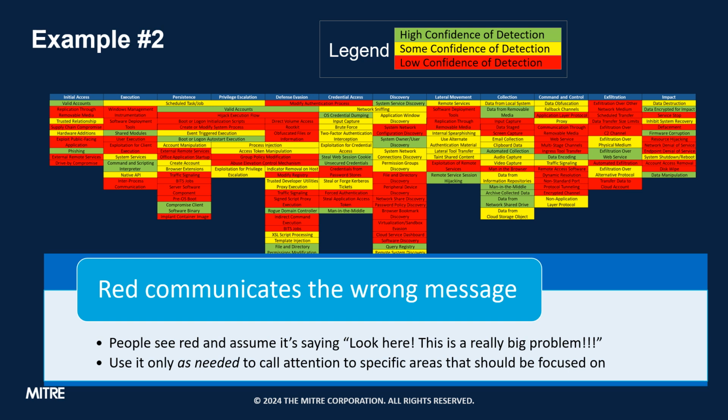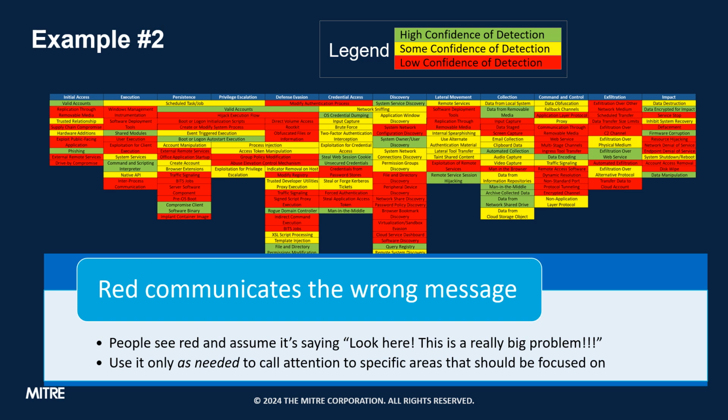It's a little simpler. We've only got three categories: low, some, high confidence of detection. This heat map looks functionally great, but in practice, it's really got a problem. When people look at this heat map, they see a lot of flashing lights. They see the color red, and that color red says, hey, this is a problem. Ultimately, red often communicates the wrong message.